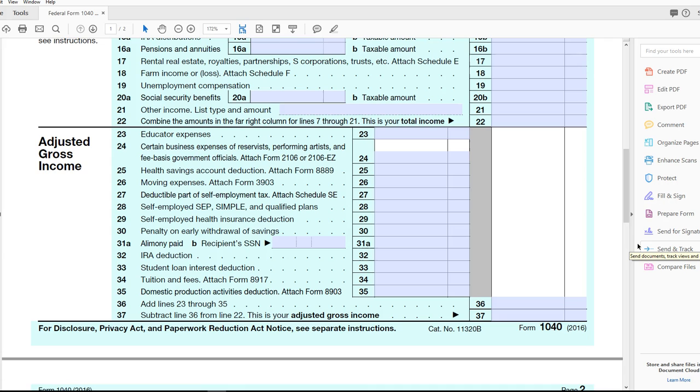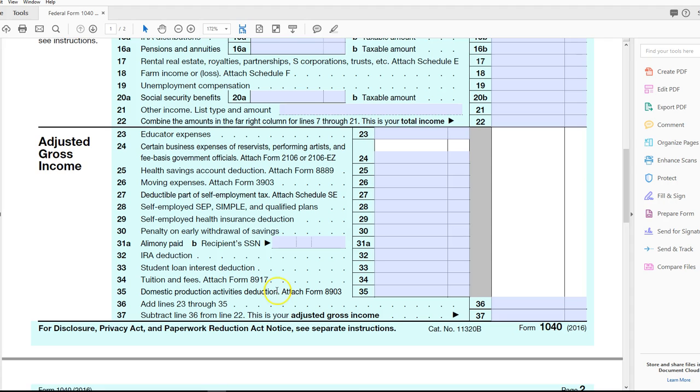If you pay alimony to someone, you can deduct that amount. In effect, we're shifting that. They would have to report that as income, and you can reduce your income by that amount. If you make contributions to an IRA, line 32 would be the place where you can deduct that. Student loan interest deduction is here if you have a student loan, and you can report that on line 33. Tuition and fees comes from 8917. There are some requirements there where you would be able to deduct your tuition.